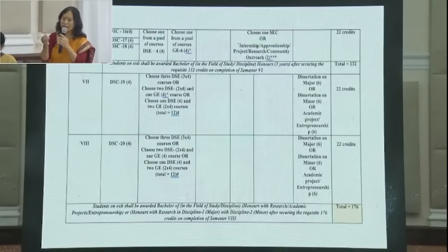In semesters 7 and 8, these will be studied from a pool of courses again. So we can't say these are the three discipline-specific electives available to you, you opt for them. No, if there are three, we have to provide at least six discipline-specific elective courses. When there is one discipline-specific elective to be opted, there should be at least three options available, minimum.